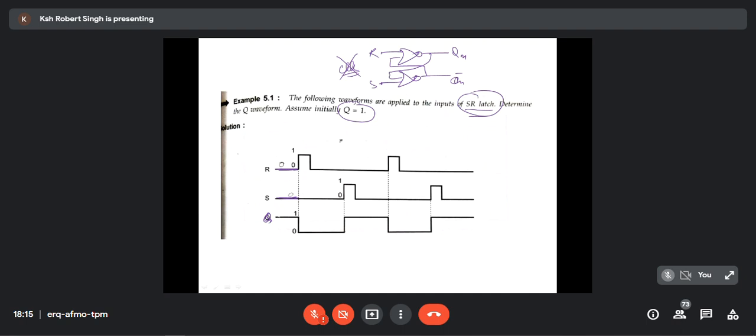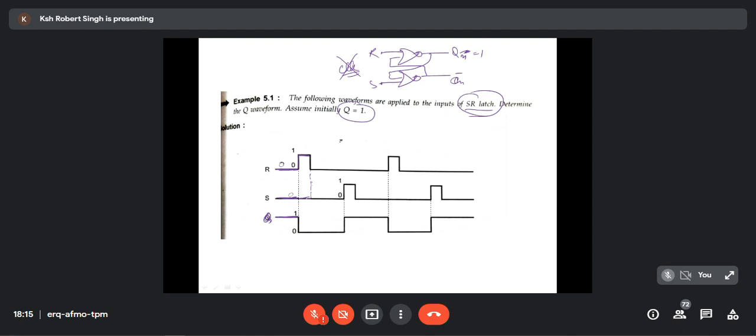So previously, let's think that my output Q is equal to 1. This is high. Previously it is high. Okay. Now, what is my R? R has gone up. R is on. This is a latch, it doesn't have a clock. So R is 1. What about S? S is 0. R is 1, S is 0.